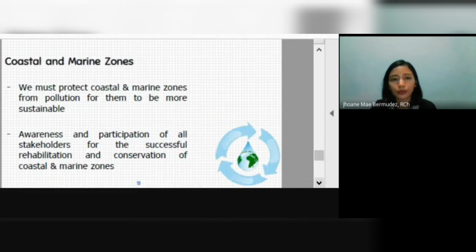For our conclusions, coastal and marine zones: we must protect coastal and marine zones from pollution for them to be more sustainable. Awareness and participation of all stakeholders are needed for the successful rehabilitation and conservation of coastal and marine zones.